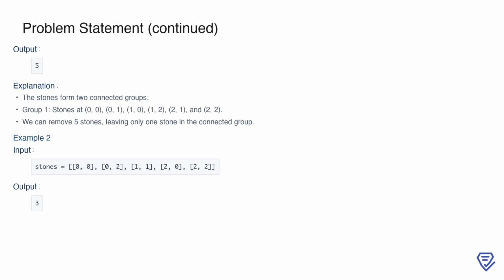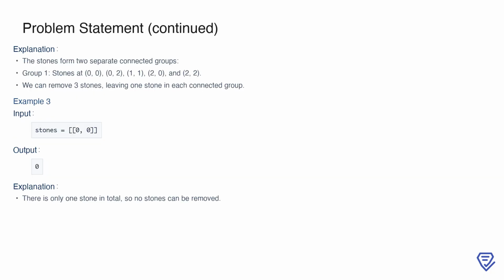For instance, the stones at [0,0] and [0,1] are in the same row, while the stones at [0,0] and [1,0] are in the same column. By carefully removing stones, we can leave just one stone in this connected group and remove the other 5. This maximizes the number of stones removed while preserving the connected group requirement.